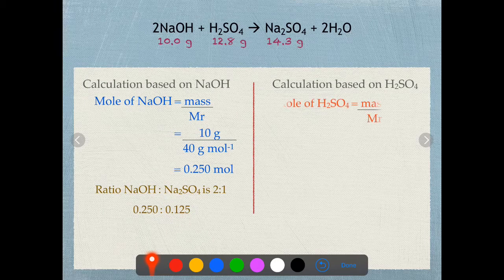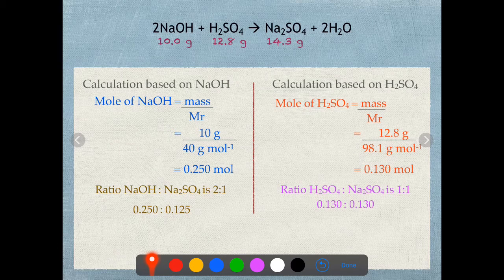Do the same for sulfuric acid. Calculate its mole. We have 12.8 gram divided by the molar mass, and we have 0.13 mole. And the ratio of sulfuric acid to sodium sulfate is 1 to 1. Therefore, the mole of sodium sulfate is equivalent to the mole of sulfuric acid. And as you can see, the mole of sodium sulfate from NaOH is lower compared to the mole of sodium sulfate coming from sulfuric acid. Therefore, we can say that sodium hydroxide is the limiting reagent.